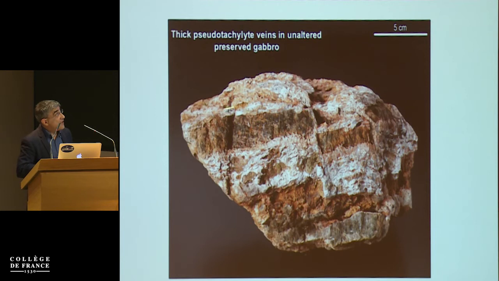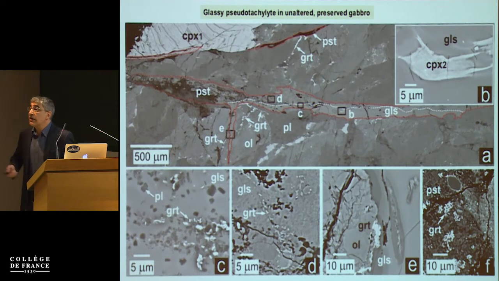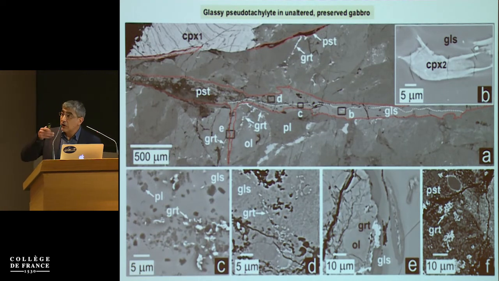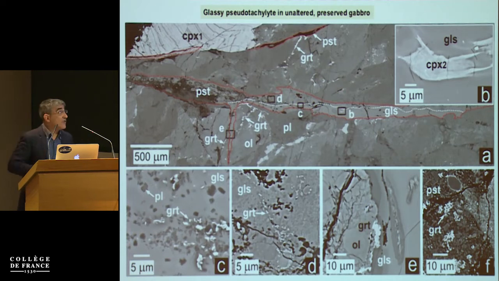Okay, this is much more difficult to do when we deal with a fresh gabbro. They can contain, you see, very thick, centimeter-thick black pseudotachylite veins like this. But in this case, the absence of water inhibits the crystallization of high-pressure mineral markers. So unless we find a sample like this, it's difficult to test if the pseudotachylites are indeed subduction related.